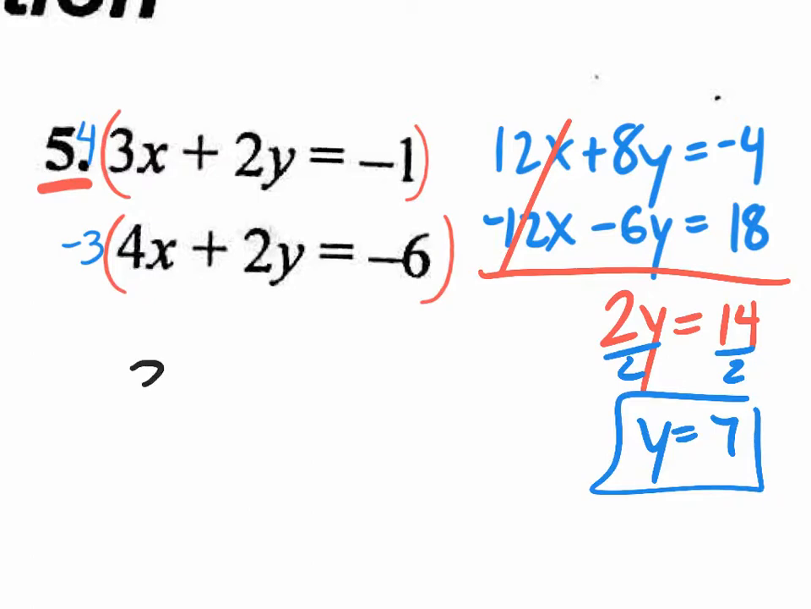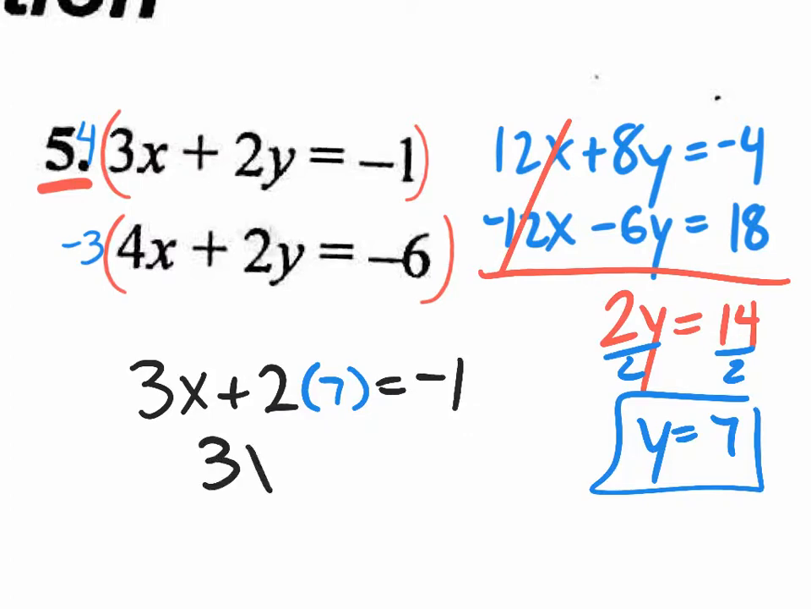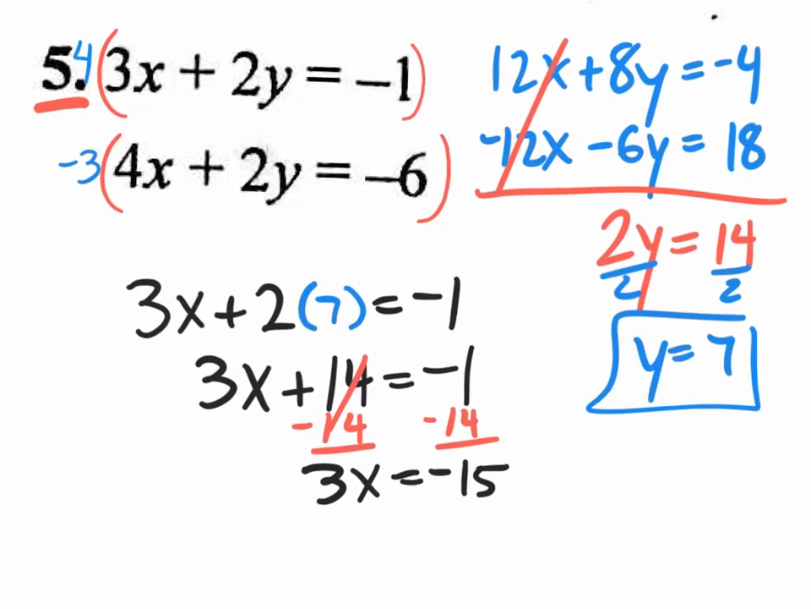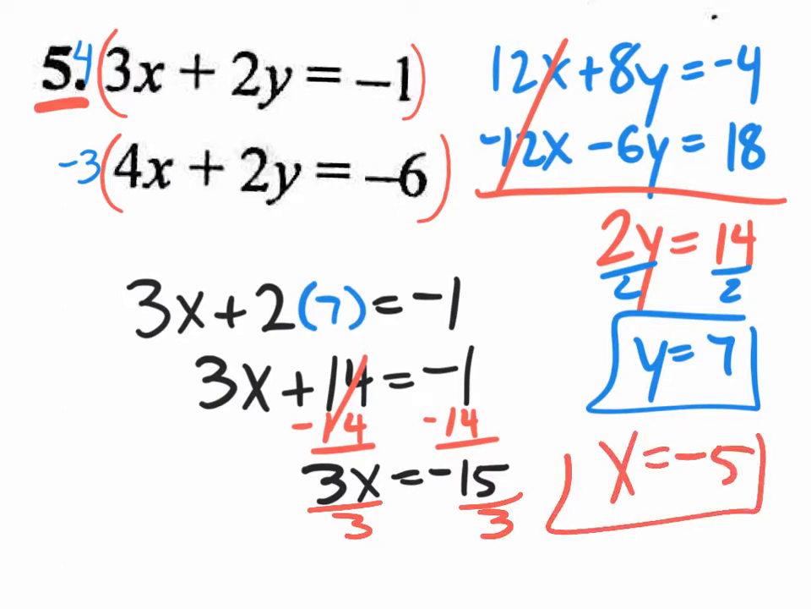The top equation says 3x plus 2 times y equals negative 1. So I really have 3x plus 14 equals negative 1. And then I would get rid of the 14 by subtracting 14. So I'd end up with 3x equaling negative 15, which means that my final answer would be x equals negative 5.